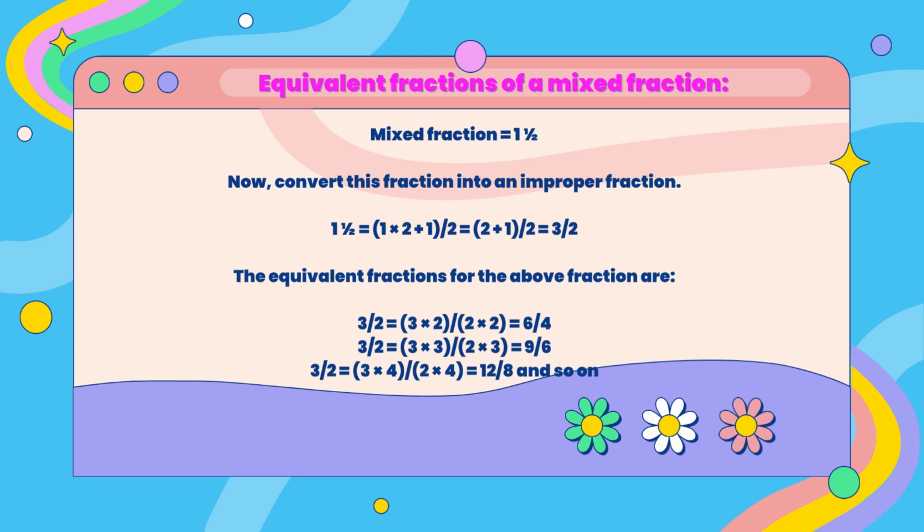The equivalent fractions for 3 over 2: 3 over 2 is equal to 3 times 2 divided by 2 times 2, and the result is 6 over 4. 3 over 2 is equal to 3 times 3 divided by 2 times 3, and the result is 9 over 6. 3 over 2 is equal to 3 times 4 divided by 2 times 4, and the result is 12 over 8, and so on.